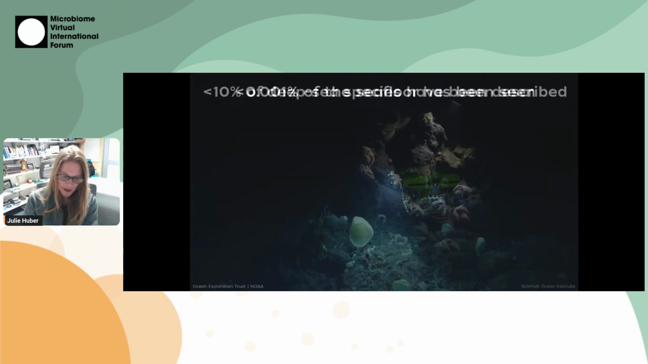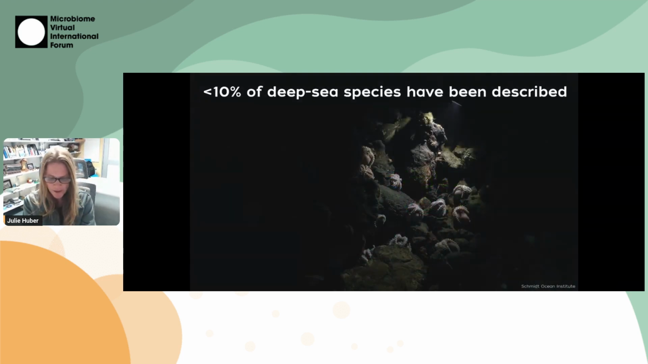In these habitats, less than 10% of deep sea animal species have been described, meaning they've actually been collected and taxonomically described. And for microbes, it's well less than 1%. So this is really a largely unknown part of our planet.